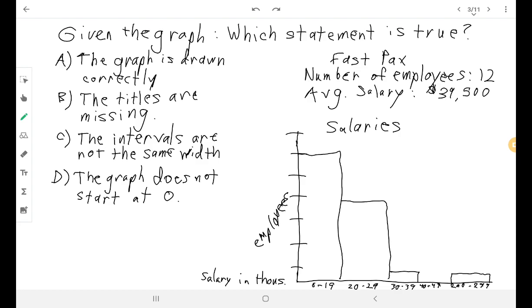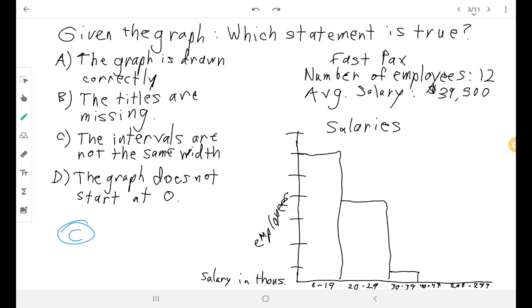So is the graph drawn correctly? No. Are any titles missing? No. We've got the number of employees here. We've got salary in the thousands here. So the titles aren't missing. The intervals are not the same width. Well, we just talked about that. Certainly that is true. So one answer is certainly C. The graph does not start at 0. Well, that's not true. We do start at 0. So C is our answer, and we're really misrepresenting the data here.